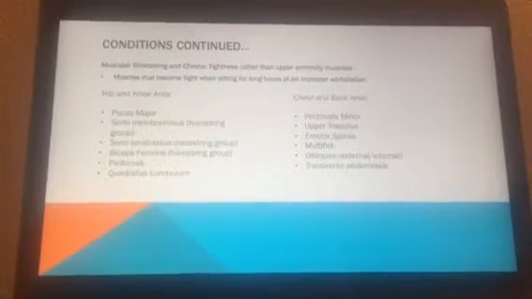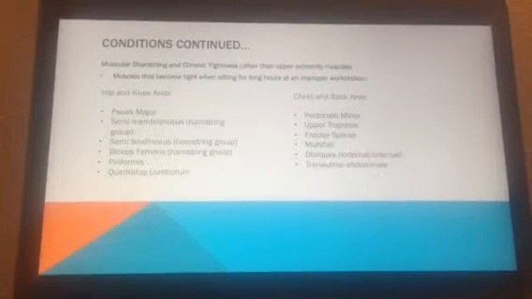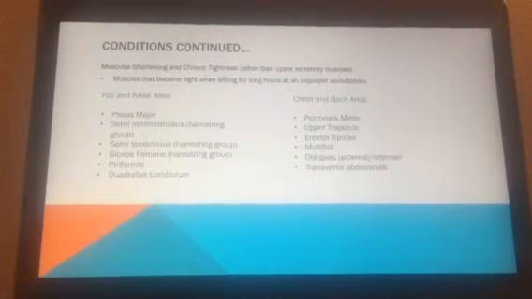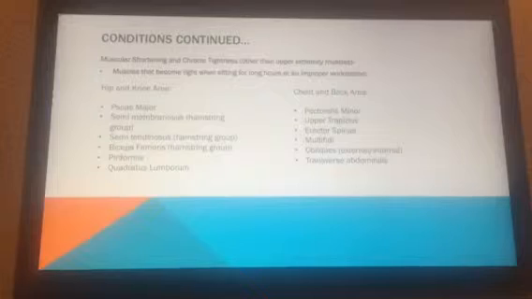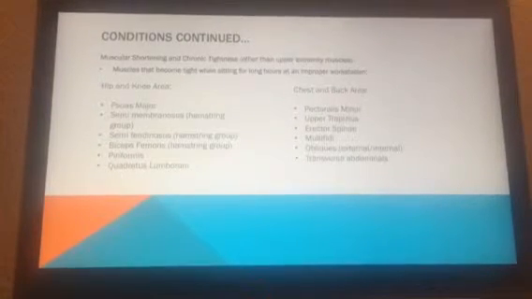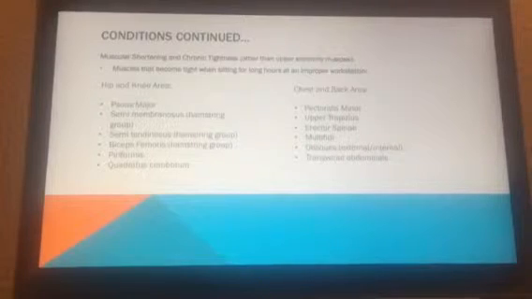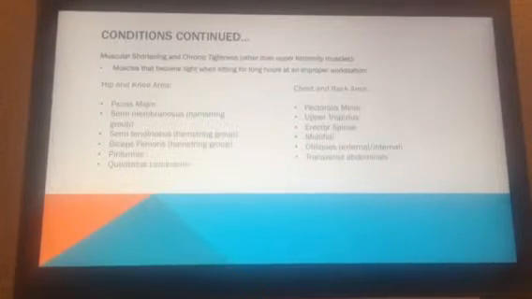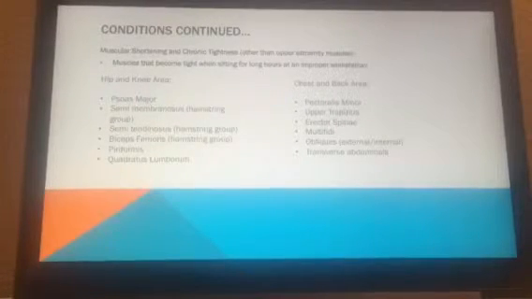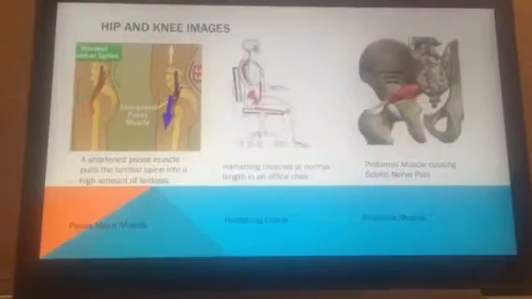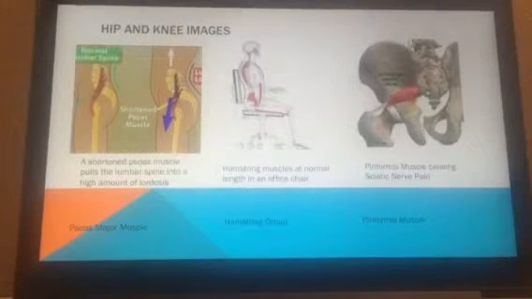Other conditions that can be exacerbated when we have an improperly ergonomically sound workstation involve muscles in the hip and knee, and the chest and back. The psoas major, semimembranosus, semitendinosus, biceps femoris, piriformis, and quadratus lumborum are all muscles in the hip and knee that get affected. In the chest and back, we have the pectoralis minor, the upper trapezius, erector spinae group, multifidi, and the internal and external obliques. And the transverse abdominis is also going to be affected there. Just have a couple of slides of explanation there.